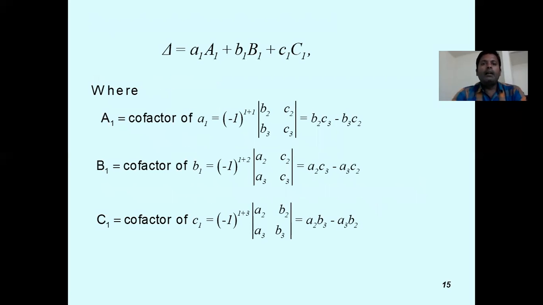Here delta equals A1 alpha 1 plus B1 beta 1 plus C1 gamma 1, where alpha 1 is the cofactor of A1, beta 1 the cofactor of B1, and gamma 1 the cofactor of C1. How can you find the cofactor? Minus 1 to the power of i plus j. First row first column, first row second column, first row third column. We get B2 C3 minus B3 C2, A2 C3 minus A3 C2, A2 B3 minus A3 B2.